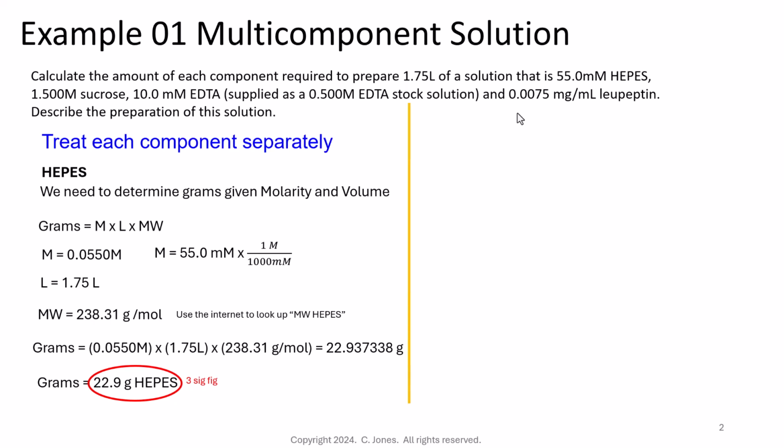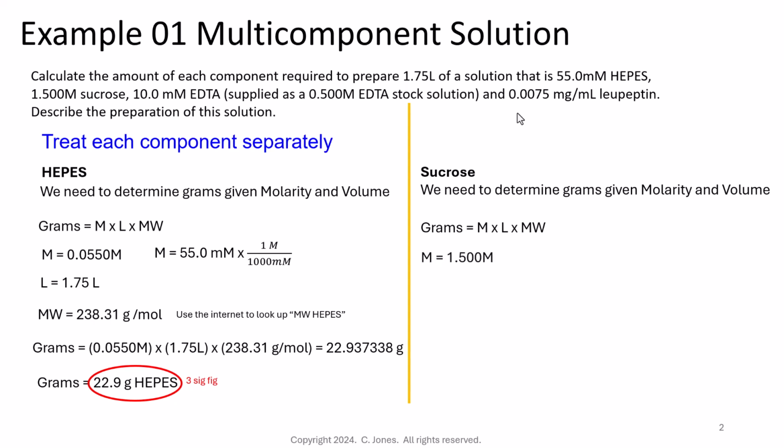What's the next component? It looks like it's sucrose. And so sucrose is given to us as a molarity again, and we have a volume. So given that we have the molarity and volume for sucrose, we're going to use the same equation. Molarity times liters times molecular weight. But here, the molarity is actually provided as 1.500 molar, so there are no conversions needed. The volume in liters, again, is given to us as 1.75 liters, so no conversion.